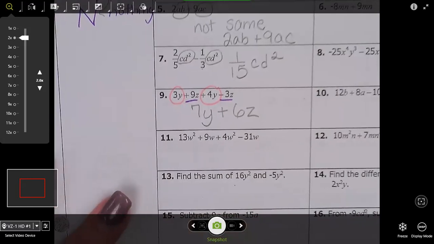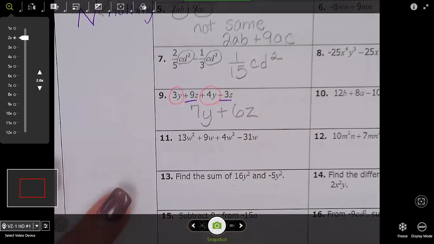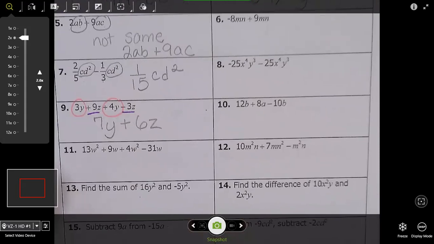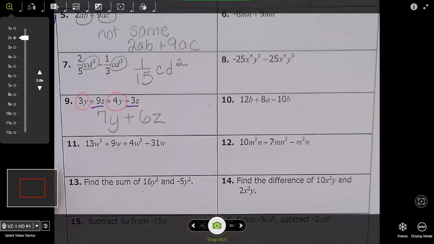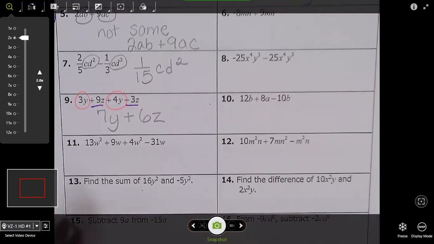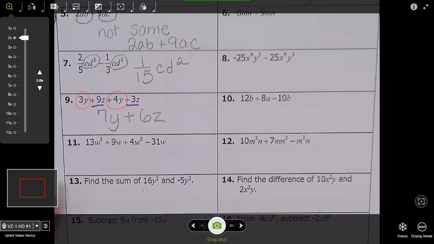So take a 10-second head start and try number 10. Try number 10, Philip. Okay, I'm checking it out.